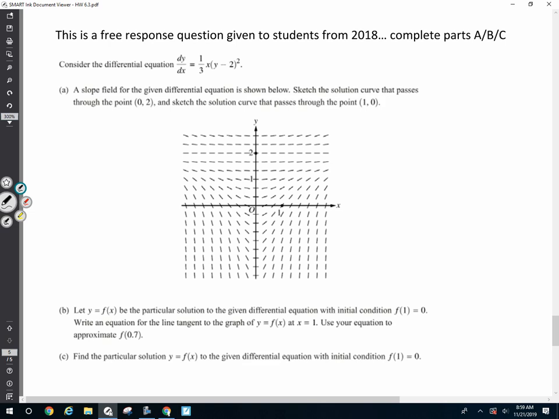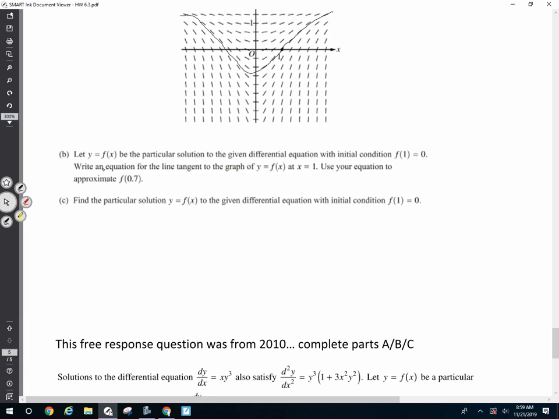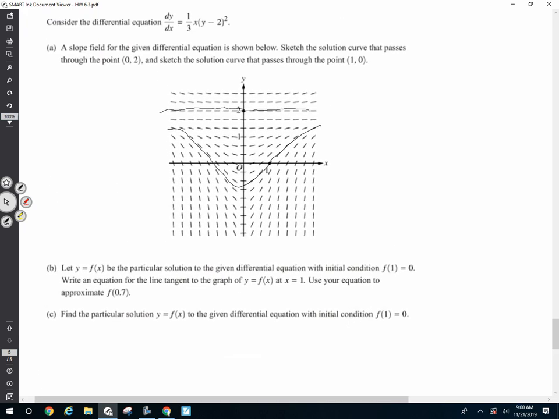Here's an example of a question. Slope field, sketch a solution that passes through the point 0, 2. Here's 0, 2, follow the slopes. 1, 0, follow the slopes. Okay, boom. You probably get 1 point for that. Part B. Let y equals f of x be the particular solution to the given differential equation with initial condition 1, 0. Write an equation for the line tangent to the graph of y equals f of x at x equals 1. Use an equation to approximate f of 0.7.